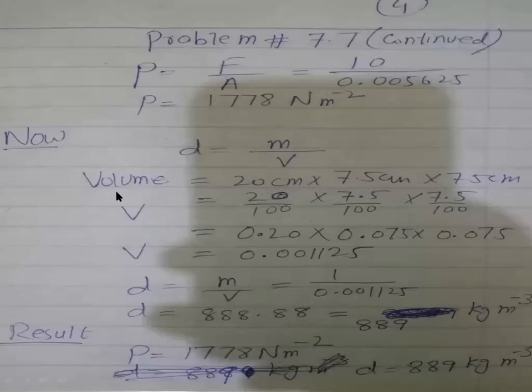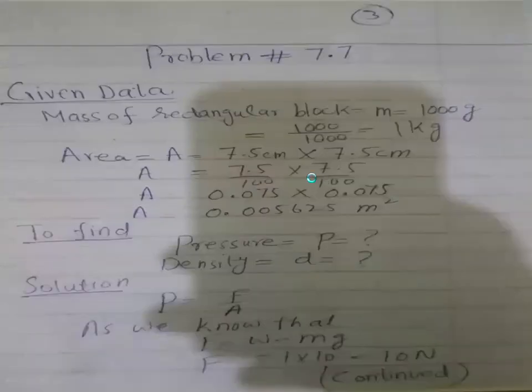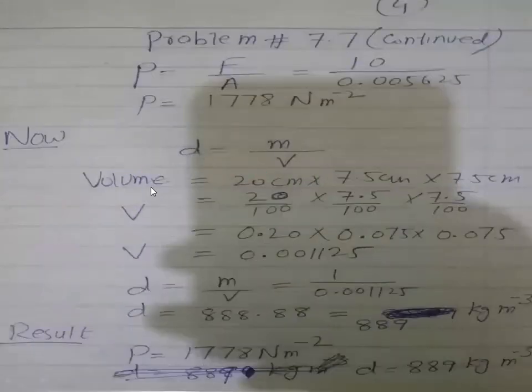So how can I calculate the volume? As you know, volume has 3 lengths and area has 2 lengths. First of all, we will calculate the volume, because in the formula we require 2 things, mass and volume. If you look at problem 7.7, you will get 20 centimeter by 7.5 centimeter by 7.5 centimeter in order to find the volume. So I will multiply this.